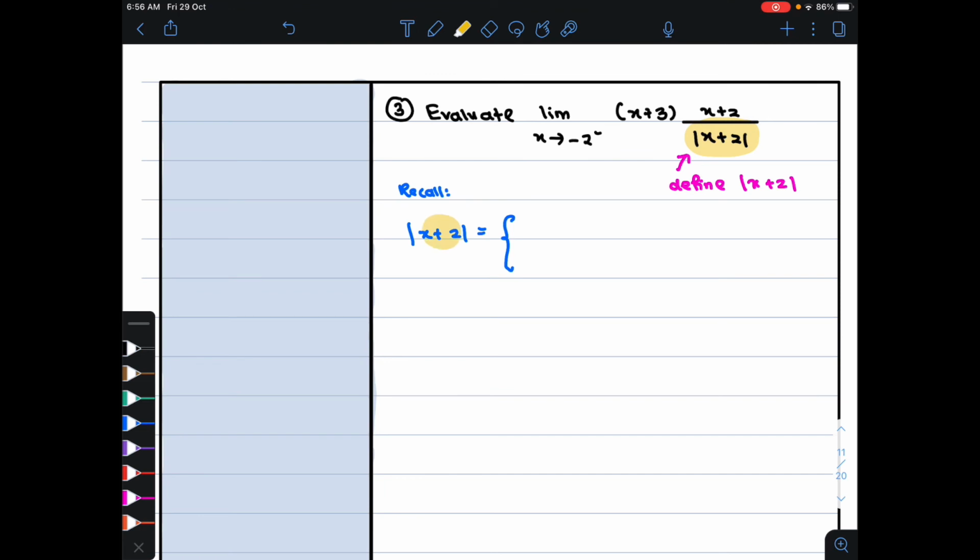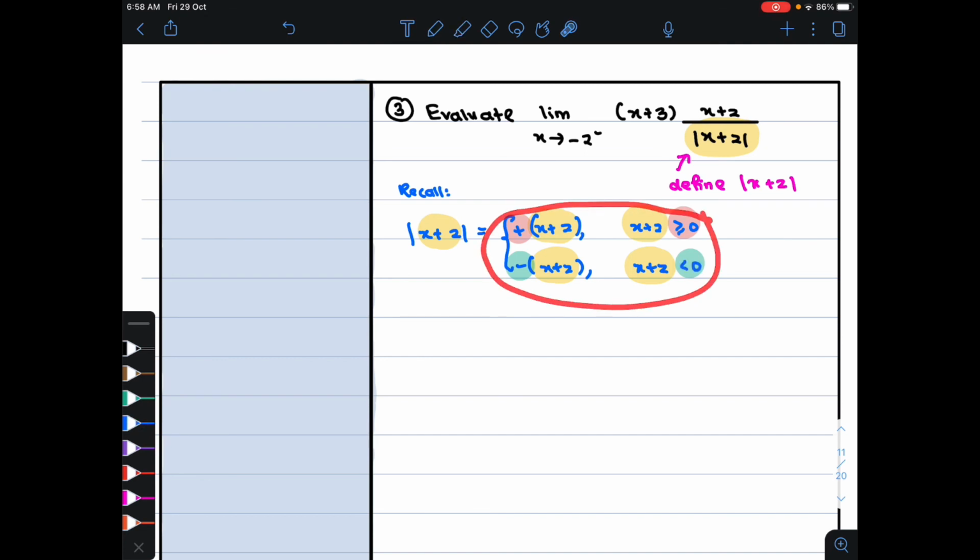So you're going to take the expression inside the bracket and put it two times on the right hand side here. In the first row, put positive. Positive means that it is more than or equal to 0. In the second row, put a negative sign and put less than 0 here. So now we just need to simplify this piecewise function.